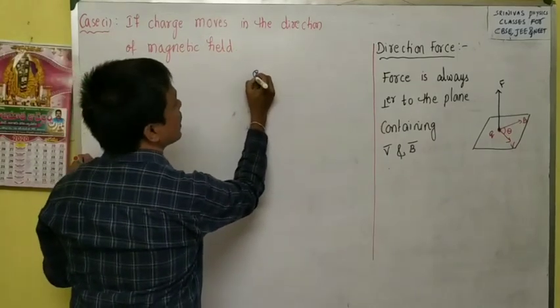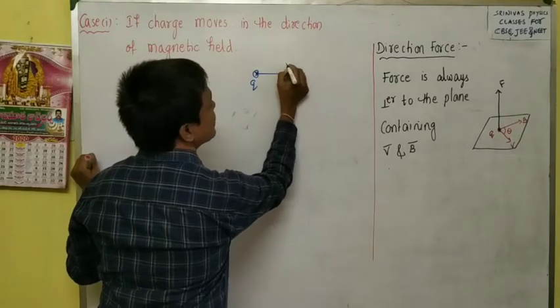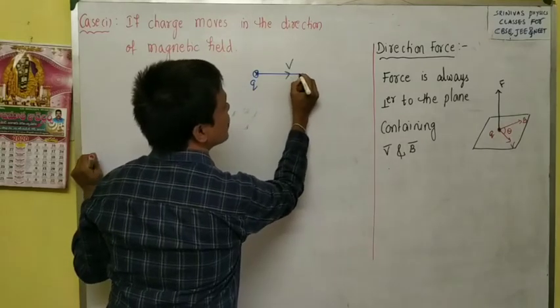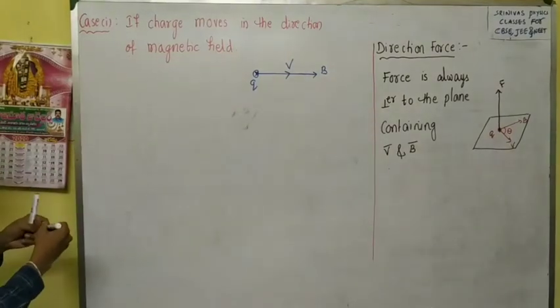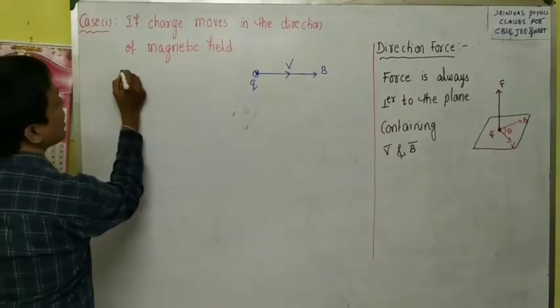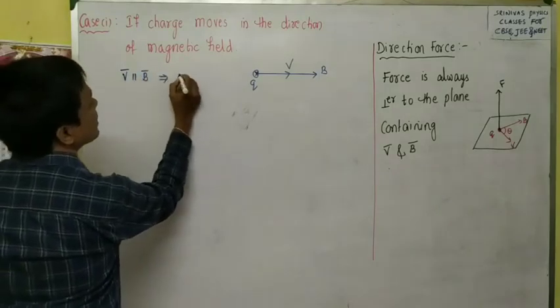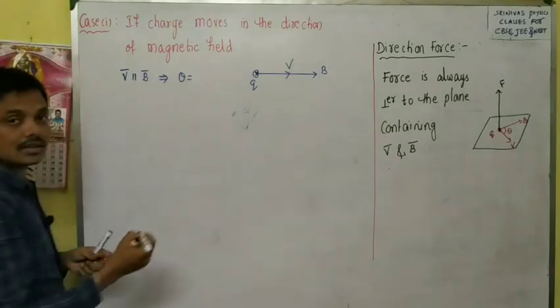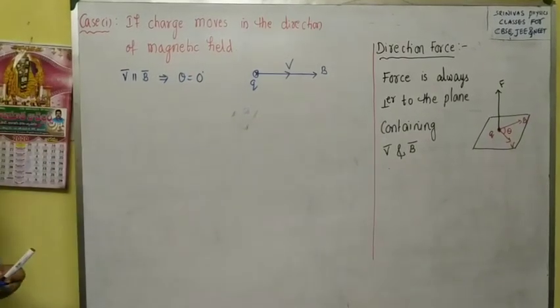This is a charge q, and it is moving right side with velocity v, and the magnetic field is also right side. That means we write v bar parallel to B bar. Velocity and field are along the same direction. Then theta is equal to what you will get? Theta is equal to 0.